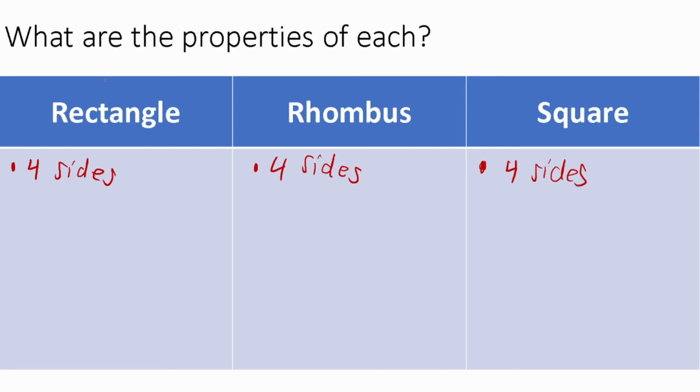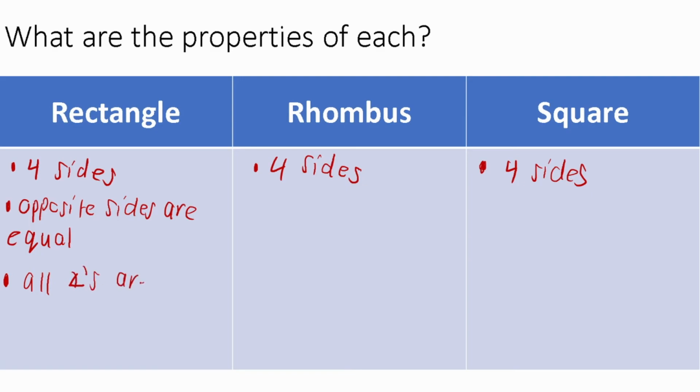What makes a rectangle a rectangle? Well, we have a couple properties here. Opposite sides are equal. And all angles are 90 degrees, aka right angles. That's what makes a rectangle a rectangle.